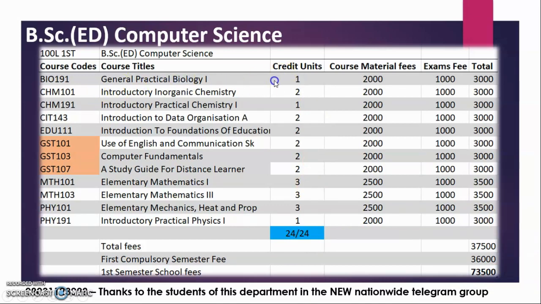BIO 191 is practical, it is 1 unit. All the practicals, chemistry, physics, biology, are one credit unit each. Then GSTs are compulsory too. And your Introduction to Foundation of Education, your educational course. That's your first course in education you are offering, EDU 111.